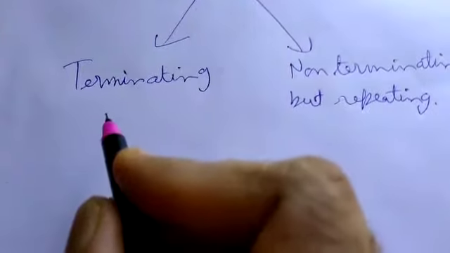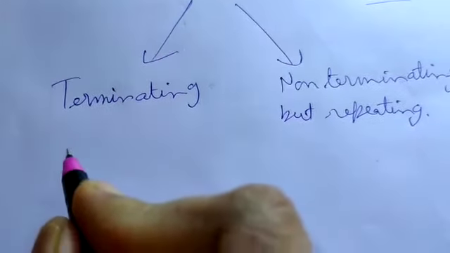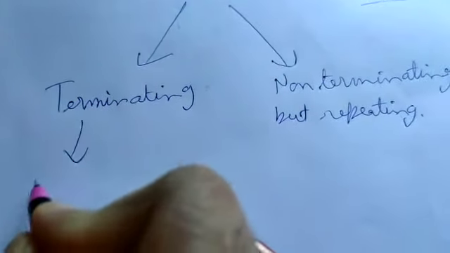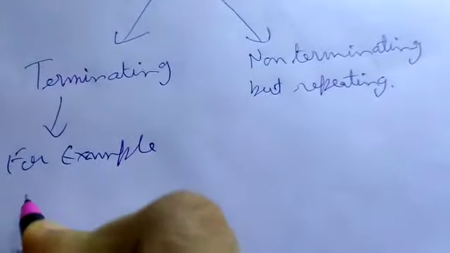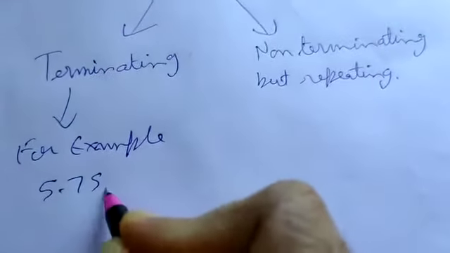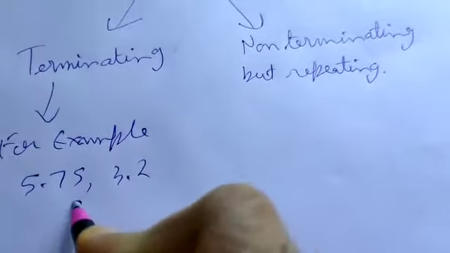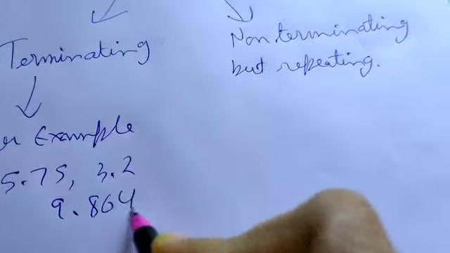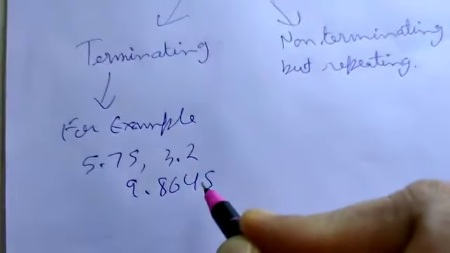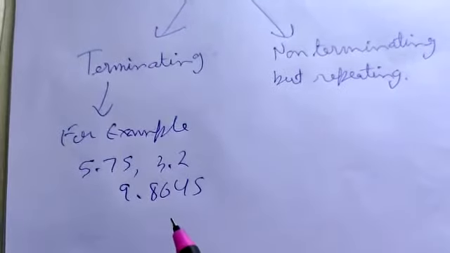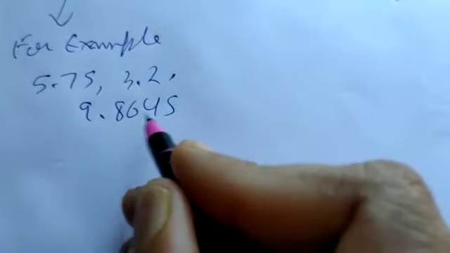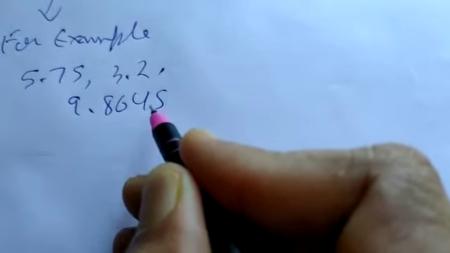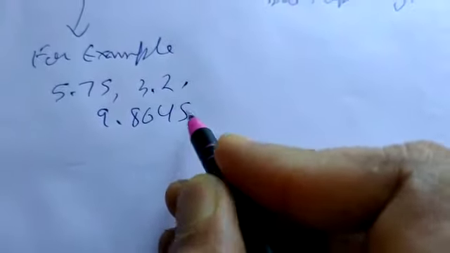Now examples of rational numbers having terminating decimal expansions are, for example, let us take 5.75, 3.2, 9.8645. So they are all terminating decimal expansion because the decimal expansion has terminated here. For the third example, you can see that it has terminated after the number 5. It is 9.8645. After that, the division is complete.